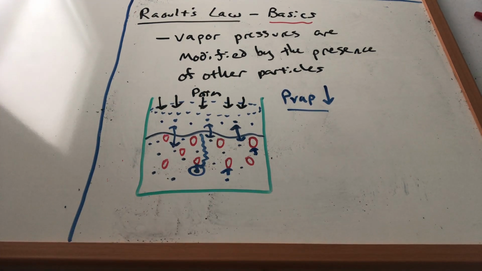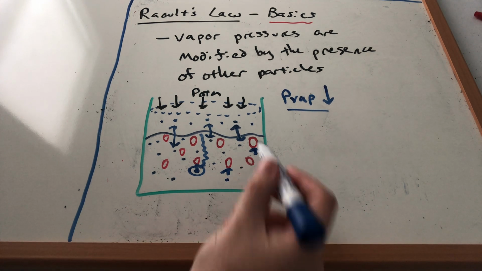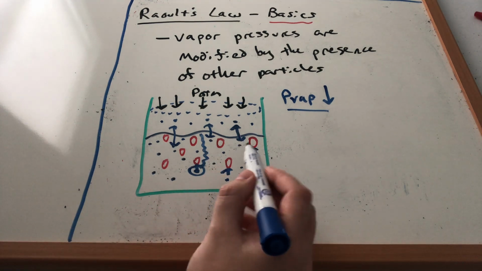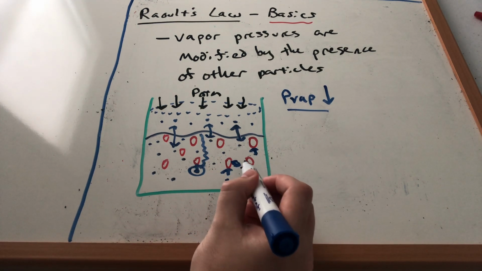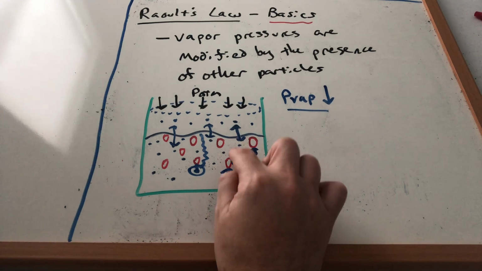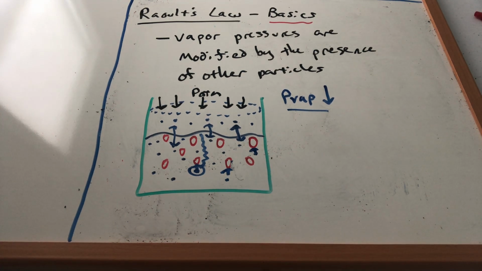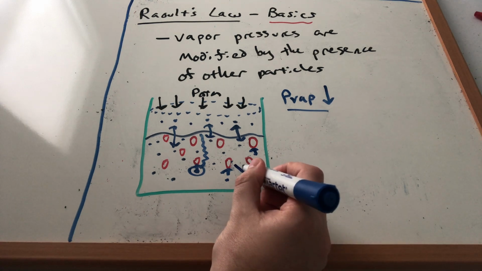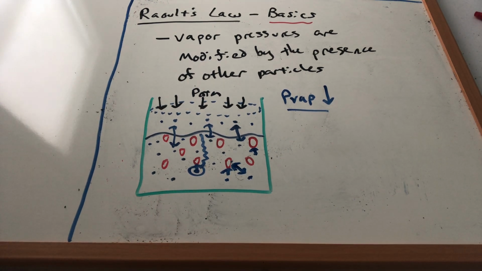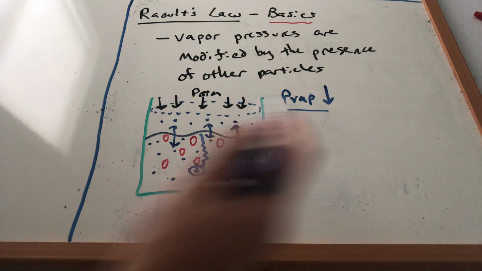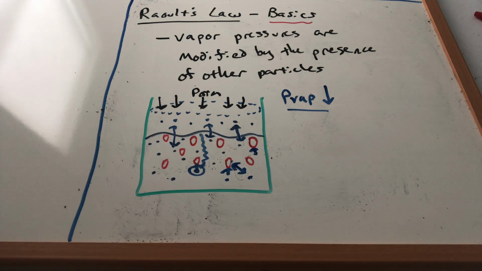Also, as soon as you put in another particle here, it's not just that they physically block the other particles from getting to the gas phase. They also could interact with these particles. Maybe there's a strong interaction here between particles that prevents this from working its way to the surface, right? So for those two important reasons, the physical blocking of the particles from reaching the surface and also the presence of other molecular interactions, what happens is P-vap goes down in general, right?